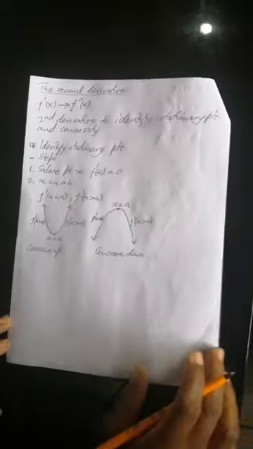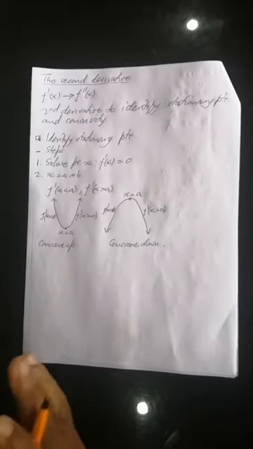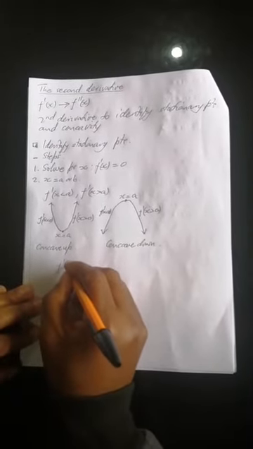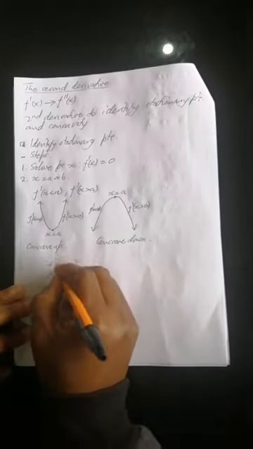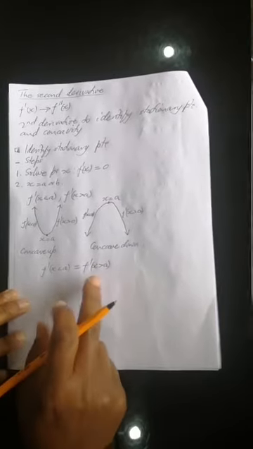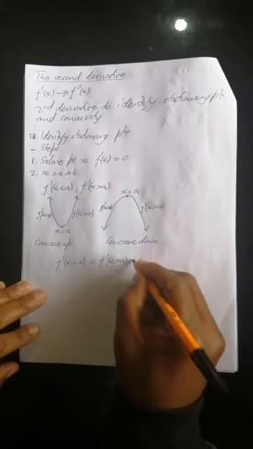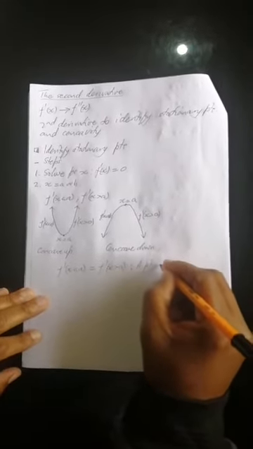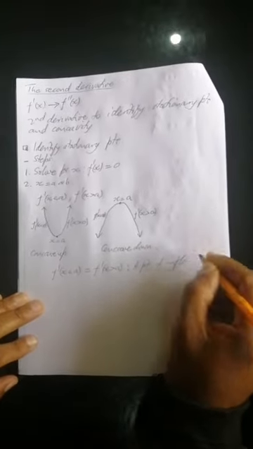Very, very important for us to understand if we are to answer questions without much difficulties here. Number 3, if f dash of x less than A is equal to f dash of x greater than A. In this case, we have a point of inflection. Very, very important.